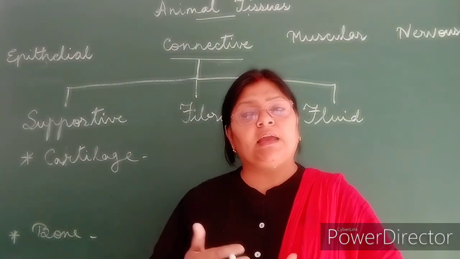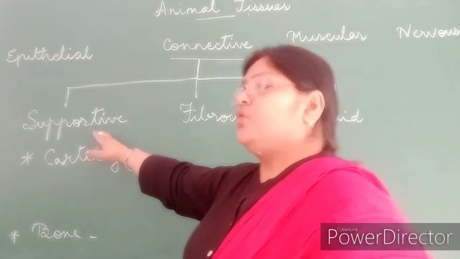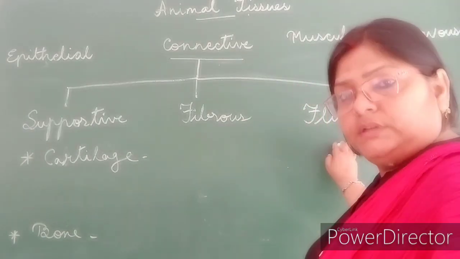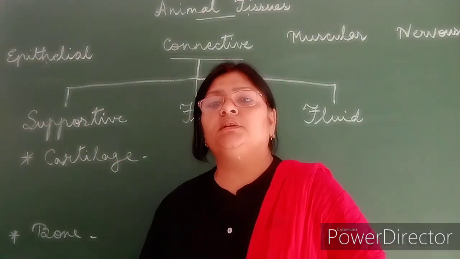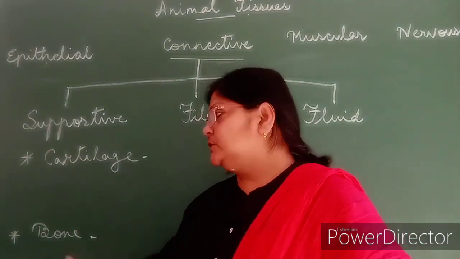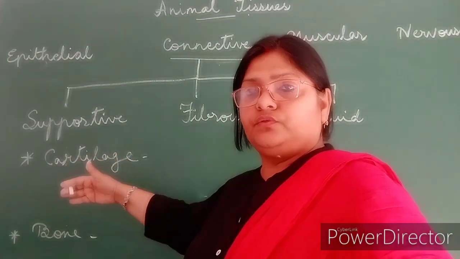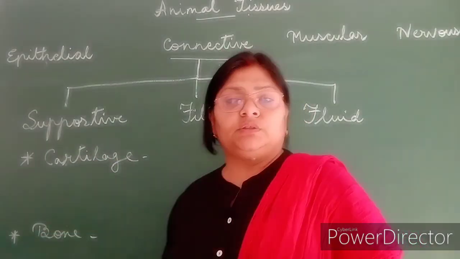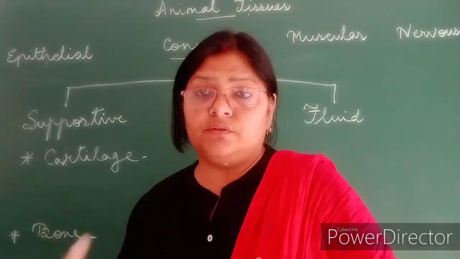Now it is again of three types. What are the three types of connective tissue? Supportive connective tissue, fibrous connective tissue, and fluid connective tissue. The supportive, as the name says, gives some kind of support to the body. Examples of supportive connective tissues are cartilage and bones. Cartilage is a little flexible and bones are a little hard and rigid.